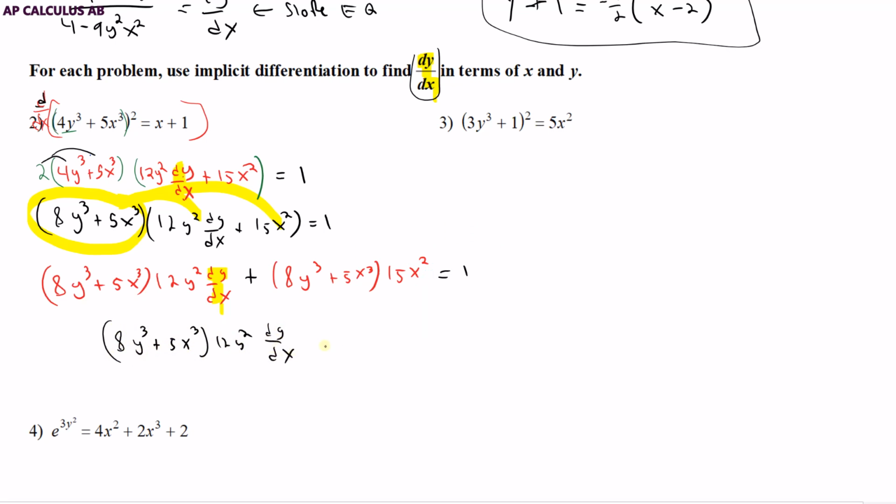This is going to be over there, so it's going to be 1 minus this 8y cubed plus 5x cubed times 15x squared. And then the last thing I have to do is I'm trying to get this by itself, so basically we're going to divide both sides by this, right?